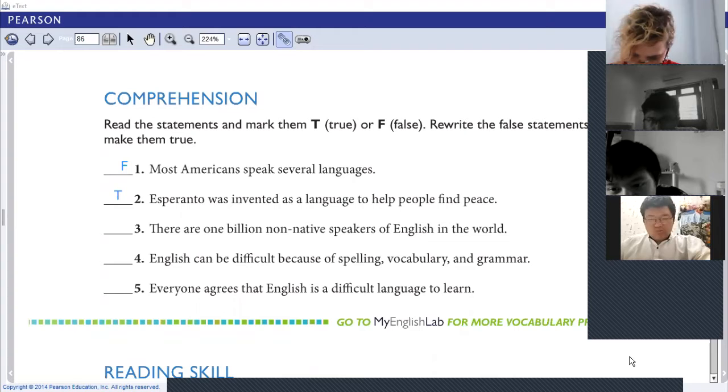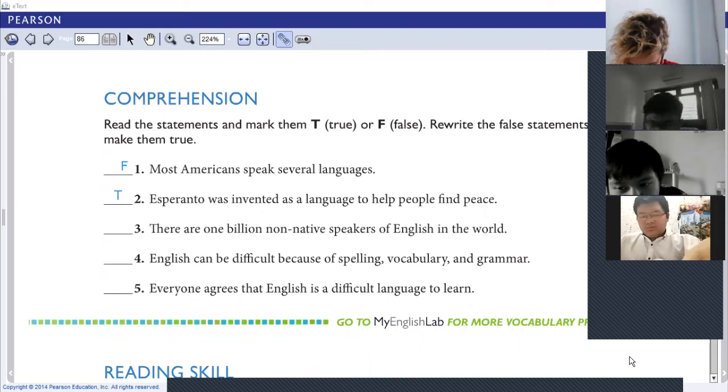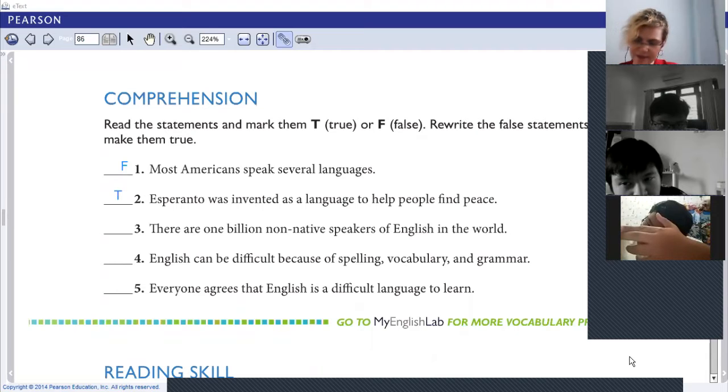I would say false, because it doesn't say 1. If they say billion, probably it means more than 1 billion, I guess. Yeah, it's actually true though.